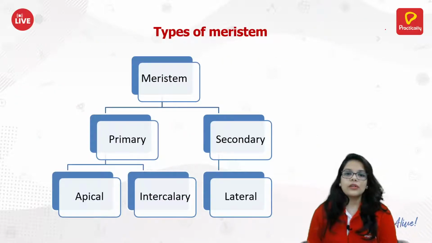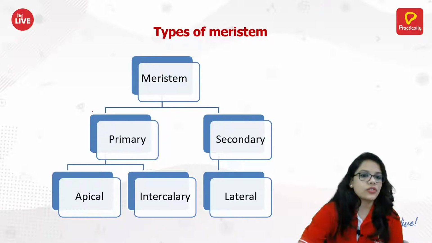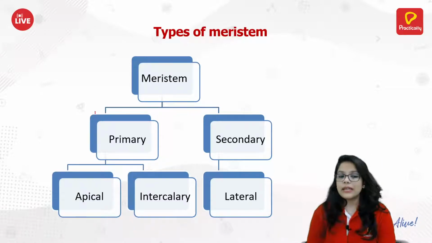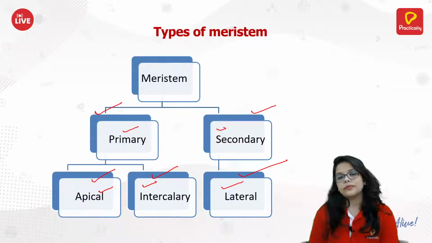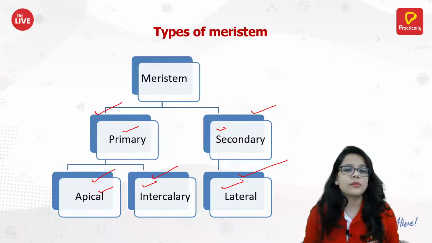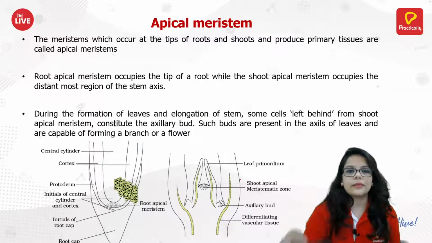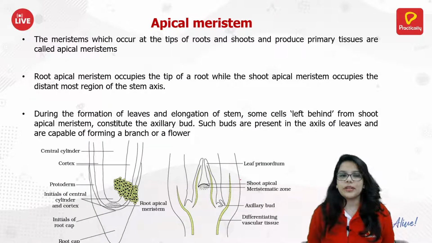Okay, so types of meristem, we discussed this just before this. So there is primary meristem, which are apical and intercalary, and there is the secondary meristem, which is the lateral one. So there are 2 types of meristematic tissues, primary and secondary. Basically, there are 3 types: apical, intercalary, and lateral. Let's see. First is the apical meristem.